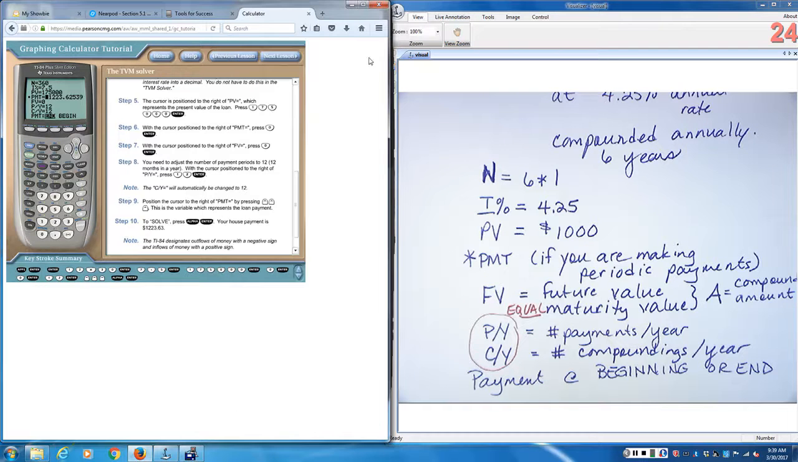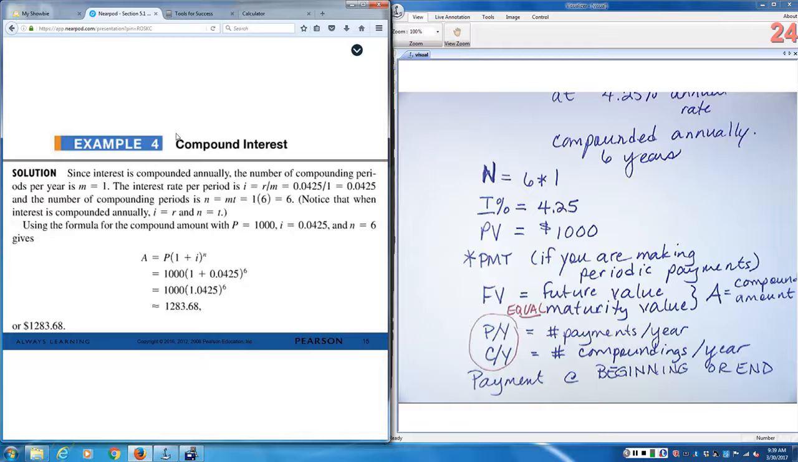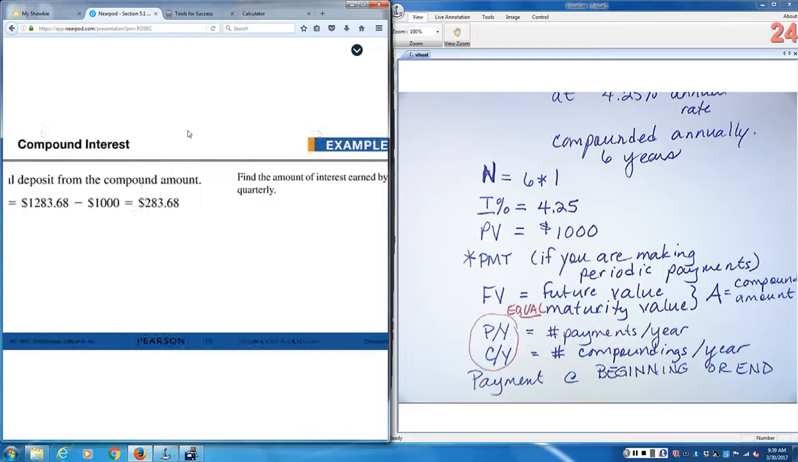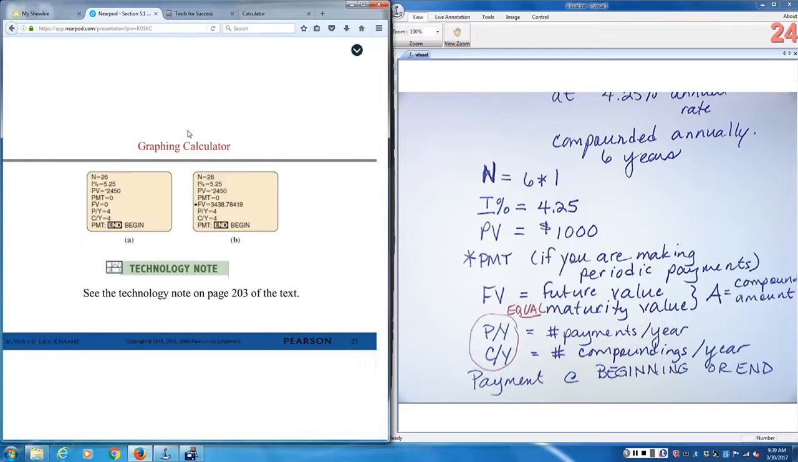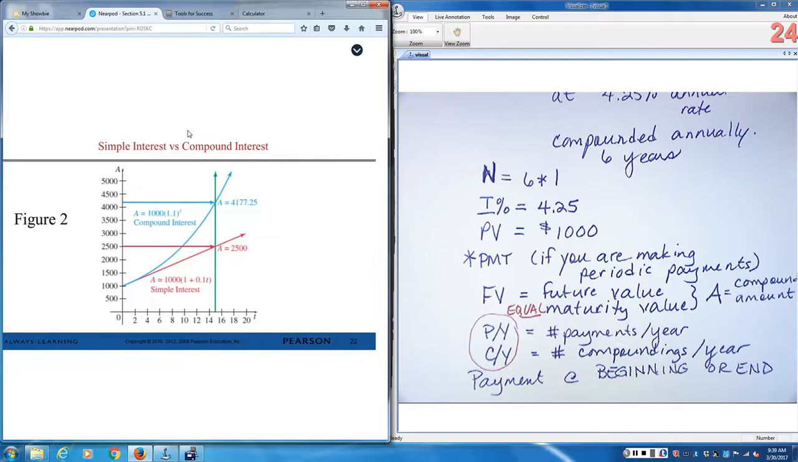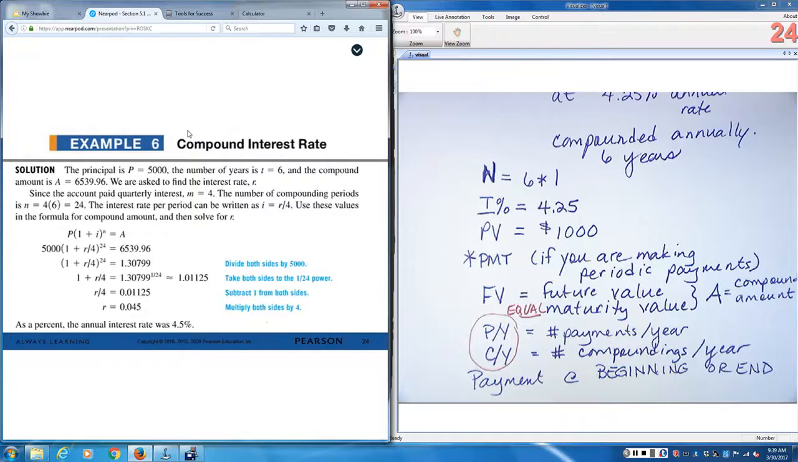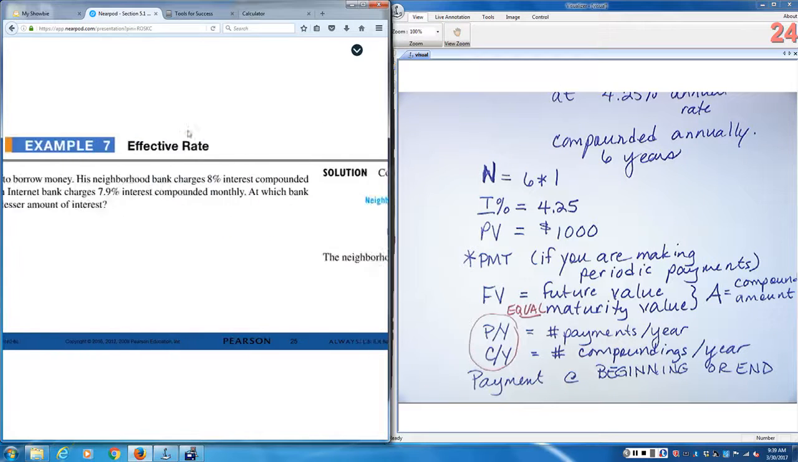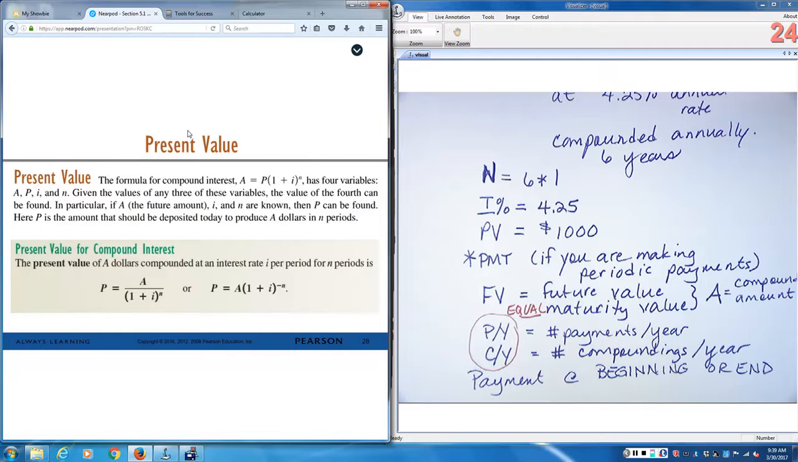So that's how you use the solver, okay? And we want to be able to do that to solve these problems. So now we'll return to the PowerPoint, and we will pick up at present value. And this is a very useful concept.